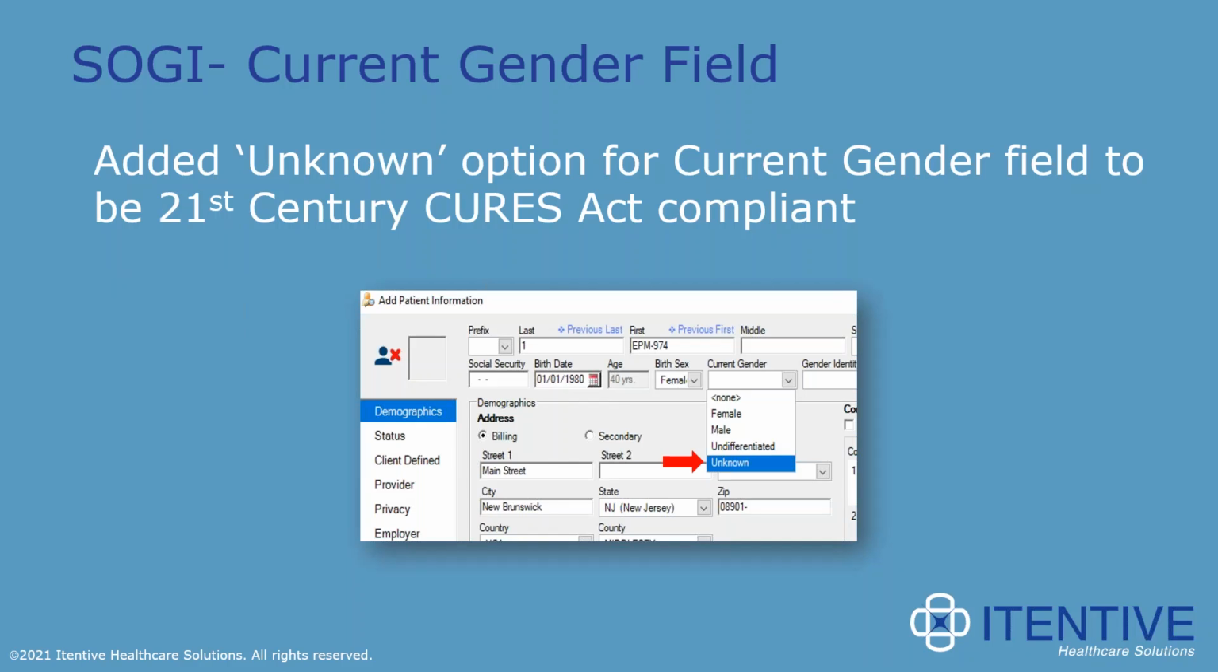The first update that we will take a look at involves the current gender SOGI field. That field is found in our patient demographic window. And we now have an additional option in our dropdown for unknown. This was something that did need to be added to the EHR in order to be compliant with what is called the 21st Century Cures Act.